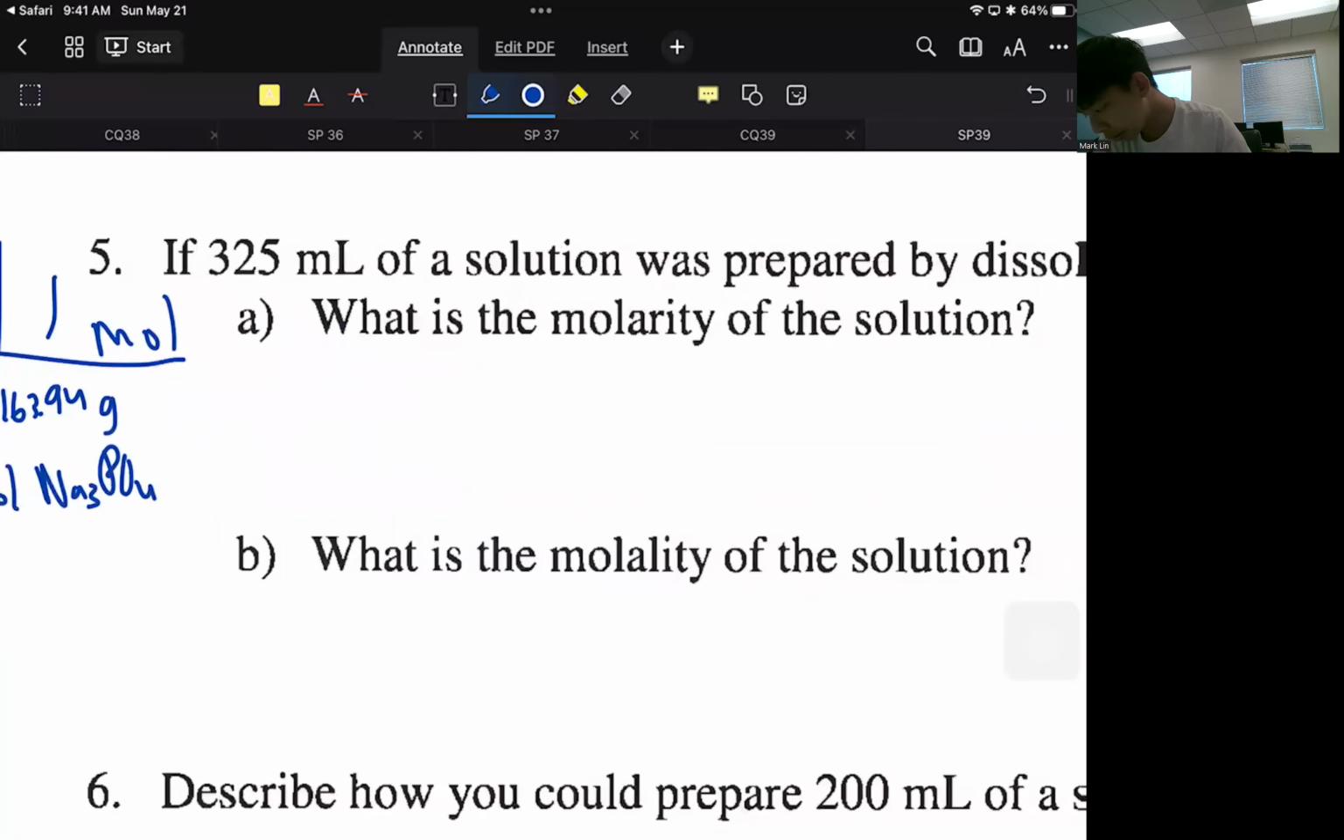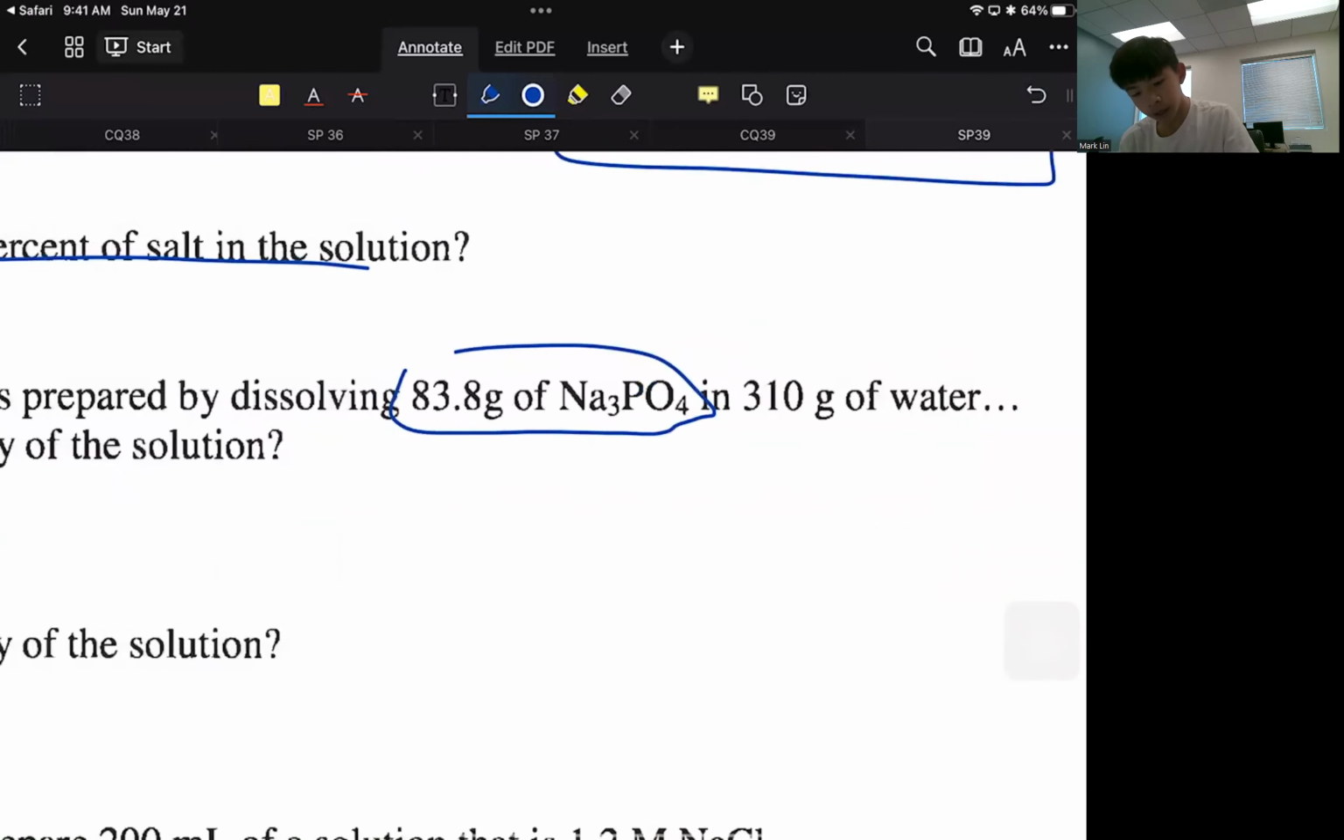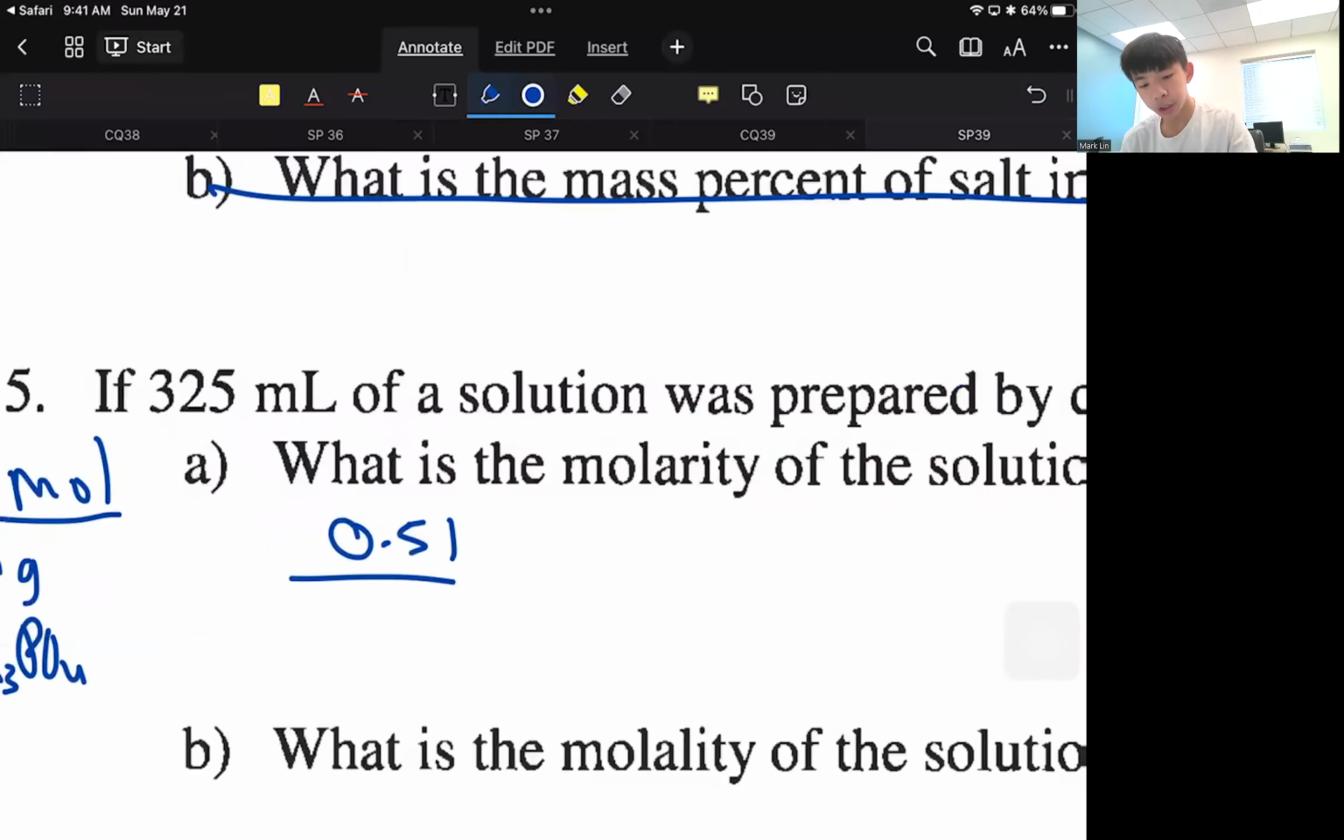So 0.51 is your solute over liters of solution. We have 325 milliliters. To convert milliliters into liters, you move it 3 decimal places to the left: 1, 2, 3, 0.325. Divide this out and it's going to be 1.57 molarity.